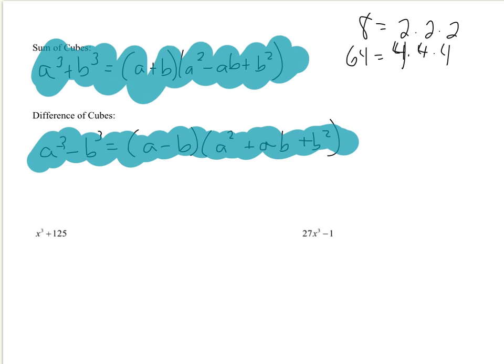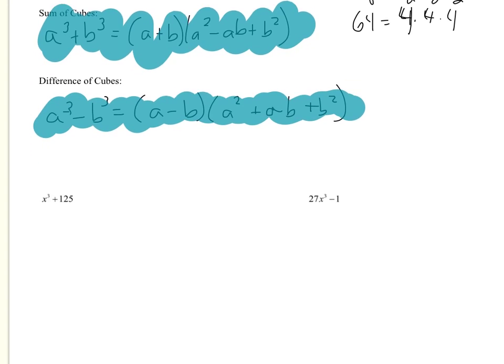Now the key to know when it's a cube and when it's a square, well, cubes will almost all the time have something where it's to the third power, like here. So x cubed is a cube because it's x times x times x. 125 is a perfect cube because it is 5 times 5 times 5.